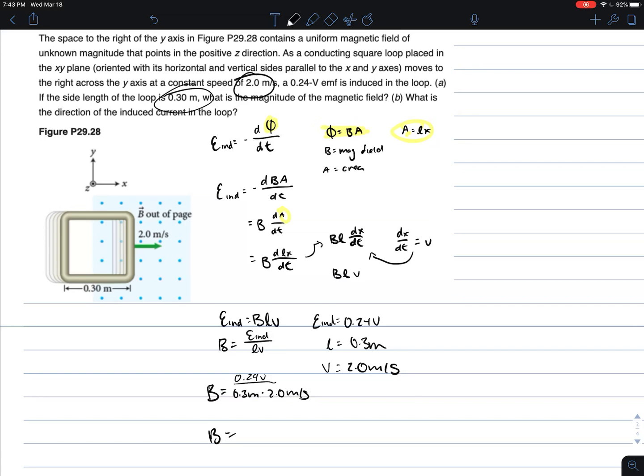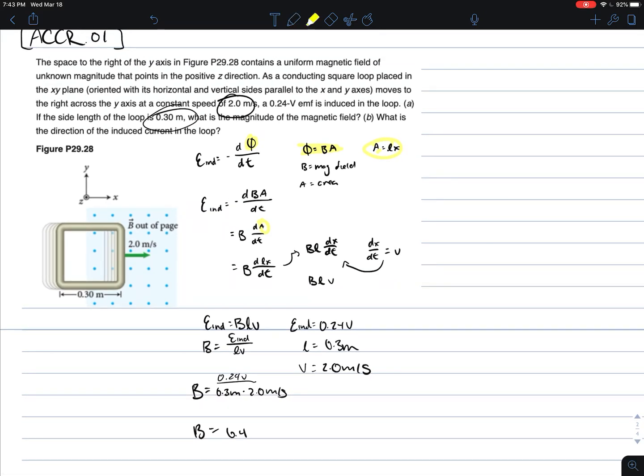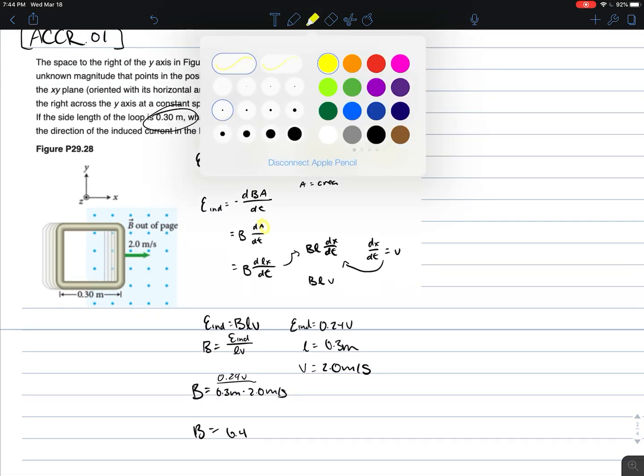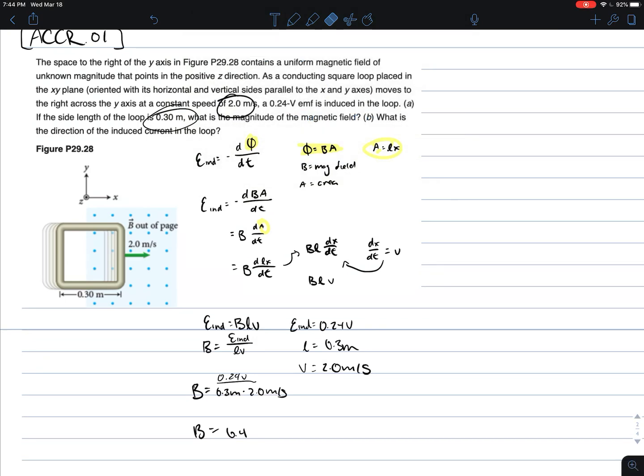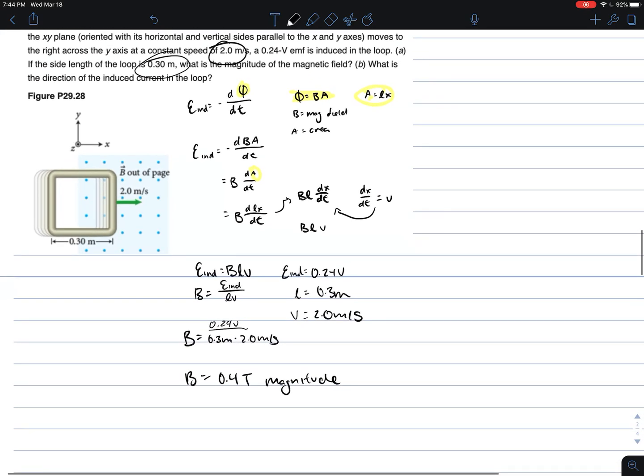So if I could plug that in my calculator real quick, 0.24 divided by 0.3 divided by 2, it's going to give us 0.4, and I think volts divided by meter divided by meters per second is going to give us Tesla. So this is going to give us the magnitude of the magnetic field.